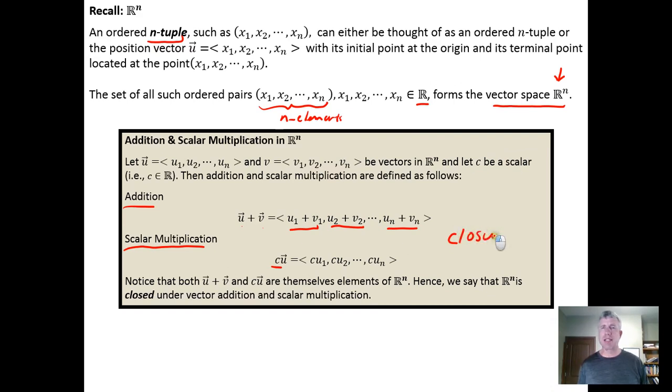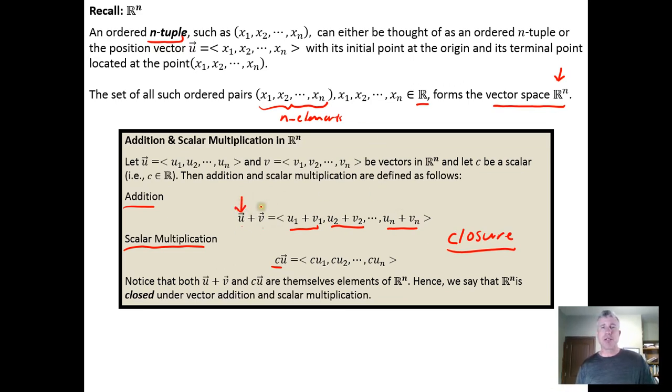And this brings up, to close this video out, a big idea in mathematics, the idea of closure. By closure we mean that when we combine elements with an operation, if we wind up with an element of the same type, then we say that that set is closed under that operation. So what I mean by that is this.